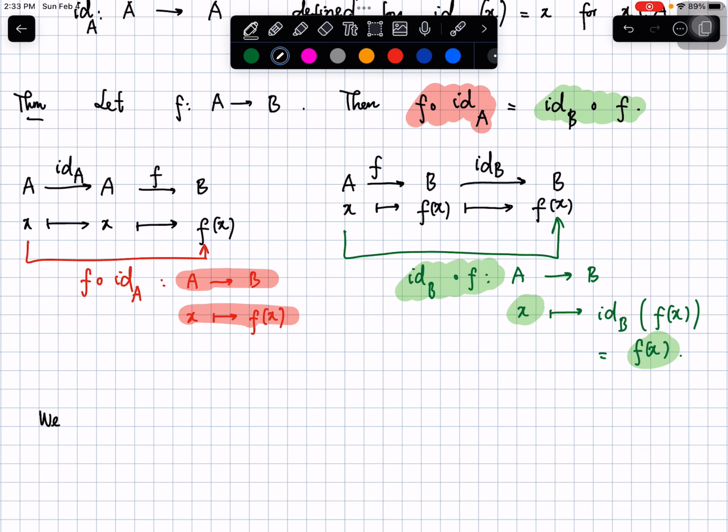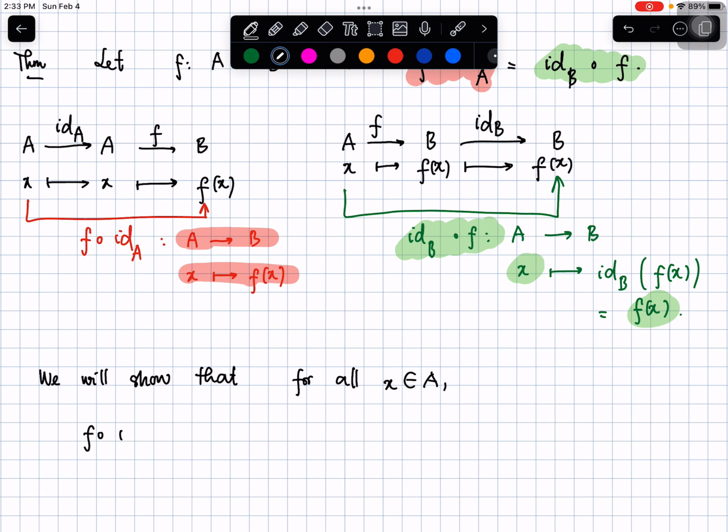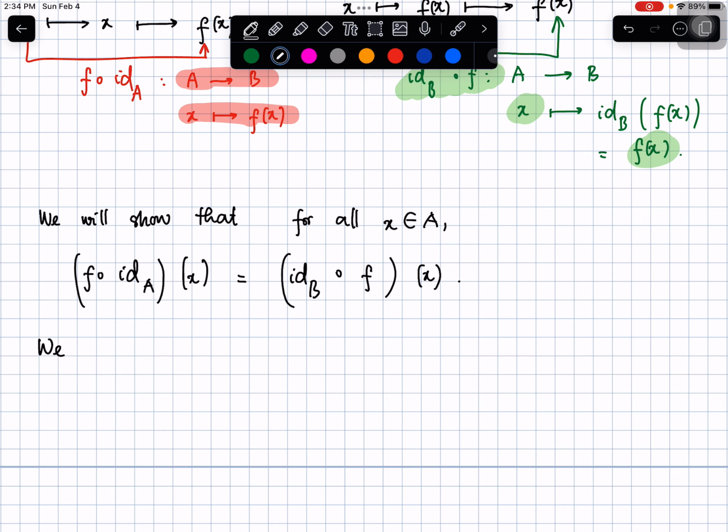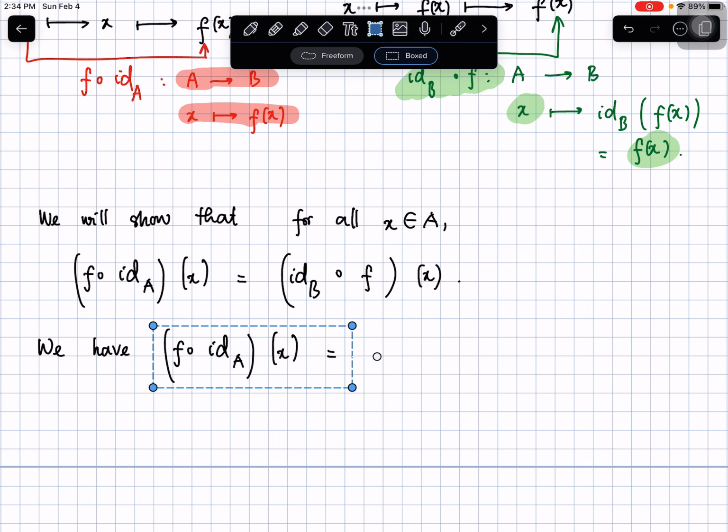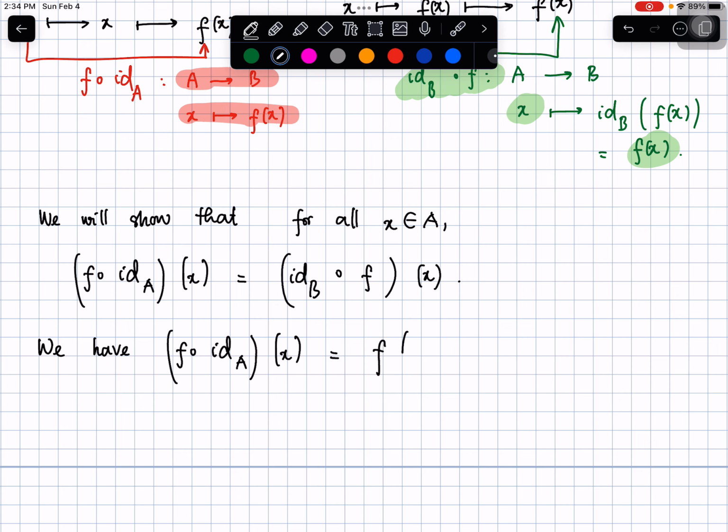We will show that for all x in A, f composed with identity on A of x is equal to identity on B composed with f of x. We just go from the left to the right. f composed with identity of x equals, by definition, f of identity on A of x. This is f of x because identity on A sends this point x to itself.